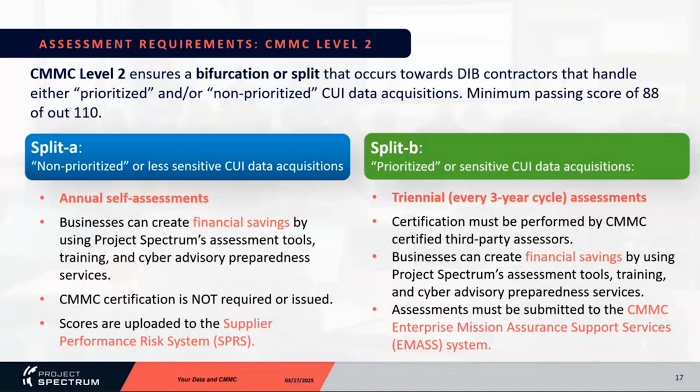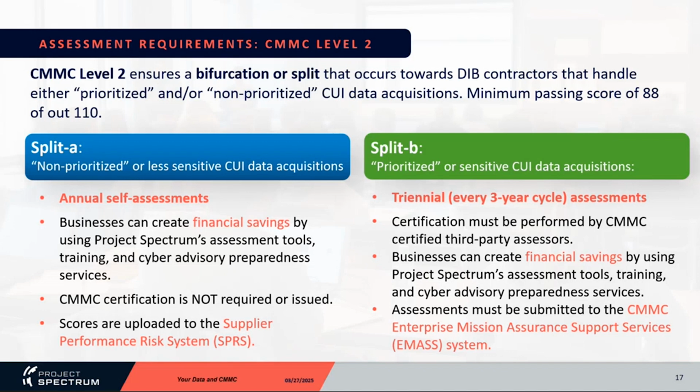So when you've got the non-prioritized, this is the less sensitive CUI data acquisitions. This is, again, where you're talking about annual self-assessments. You can create financial savings by using Project Spectrum's assessment tools, training, and cyber advisory preparedness services. We will work with you to help you get to level 2, and we do it at no cost to you. But again, when you're talking about the non-prioritized or less sensitive CUI data, CMMC certification is not required or issued. You're not going to get a big plaque that says I'm CMMC certified. You just know that you are.